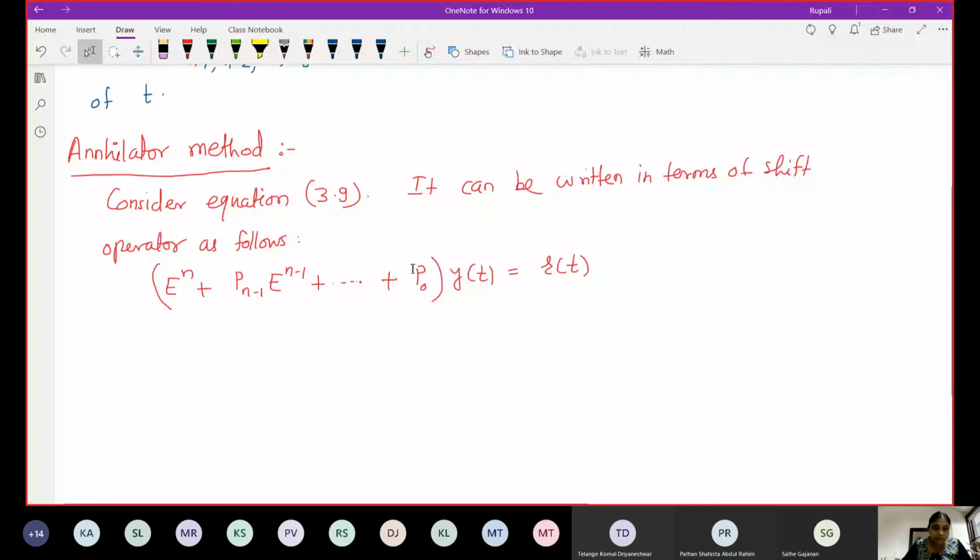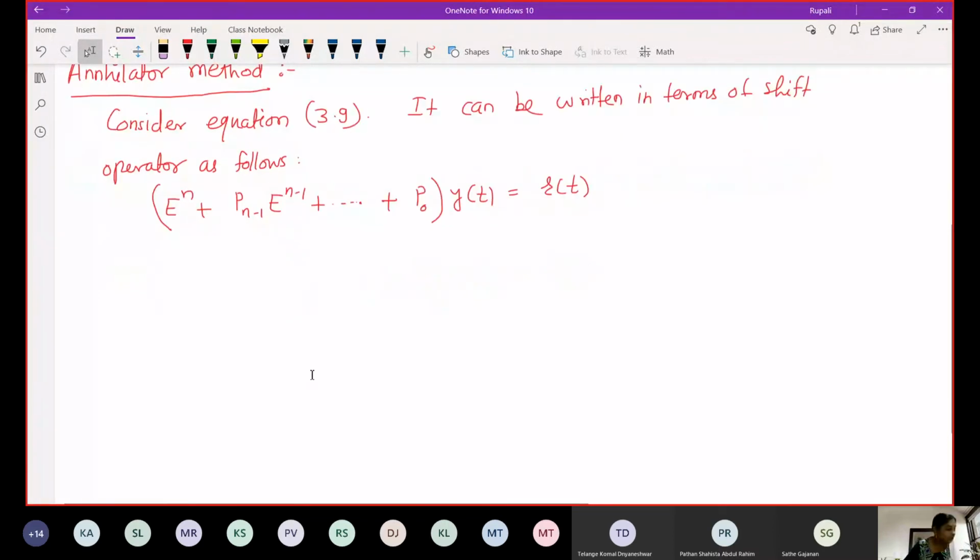Now this is nth degree polynomial in E, and now if I find some function which annihilates r of t, that I will operate on both sides, so that I will get 0 on the right side, which will be converted as homogeneous equation, and then we will solve that homogeneous equation and we will find that y t. Okay, so we will write that in the form of theorem.